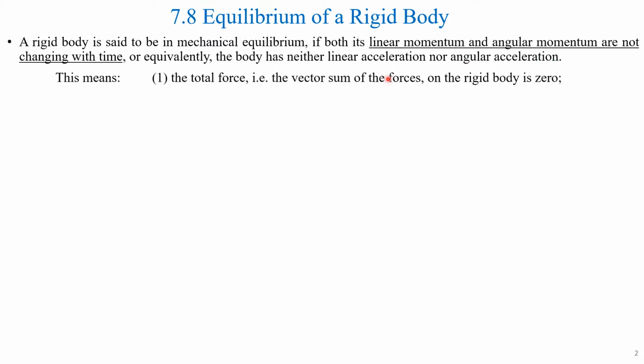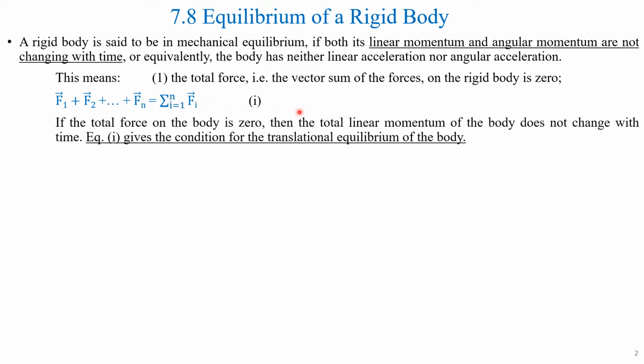This means point number 1. The total force, that is the vector sum of forces on the rigid body, is 0, which can be written mathematically as vector F1 plus vector F2 up to vector Fn is equal to sigma i equals 1 to n of vector Fi, equal to 0. Let it be equation 1.